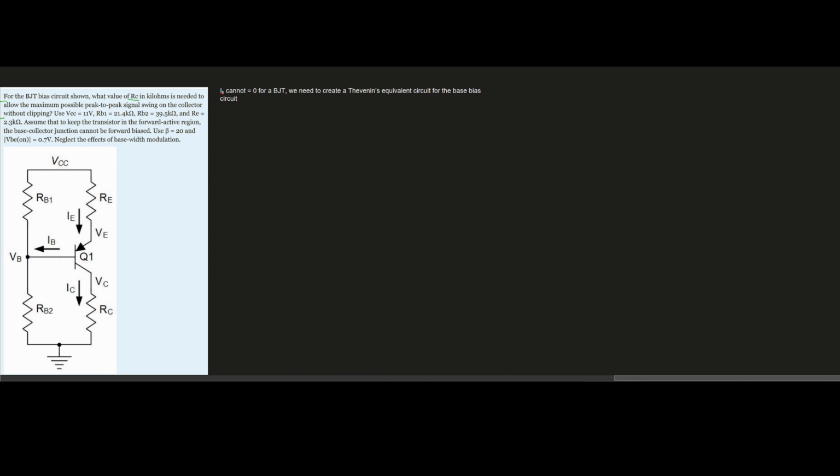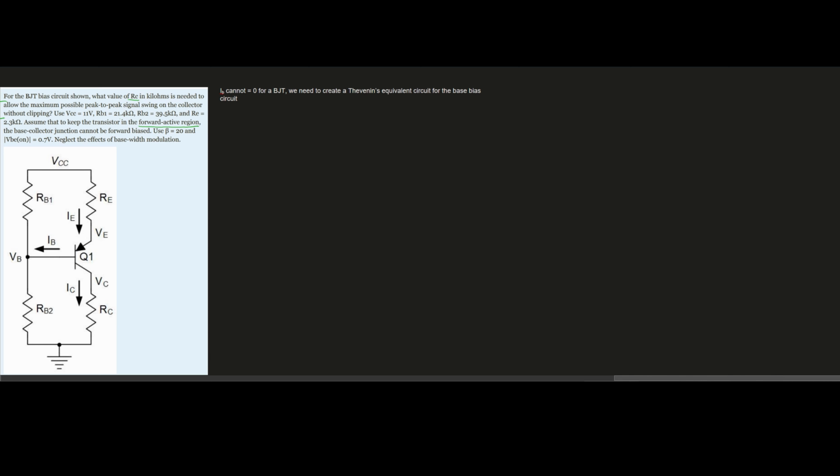When we're given values, we can assume the transistor is in the forward active region. That's another important part right here. The base-collector junction cannot be forward biased as well. And we're going to neglect the effects of base width modulation. So we can start solving for this.